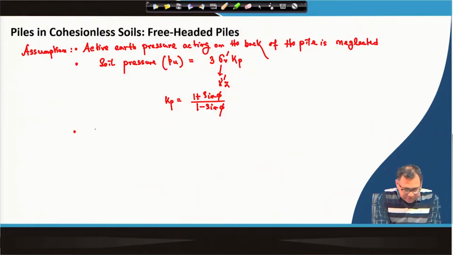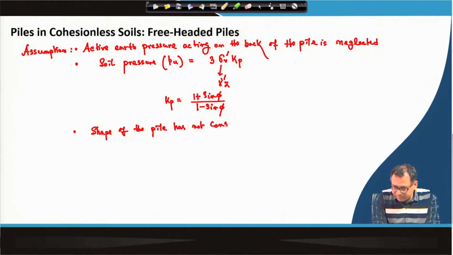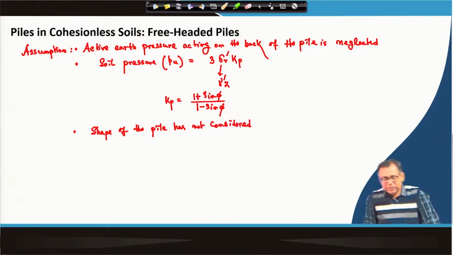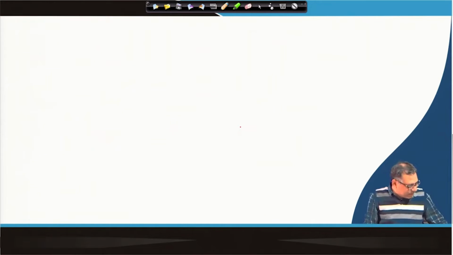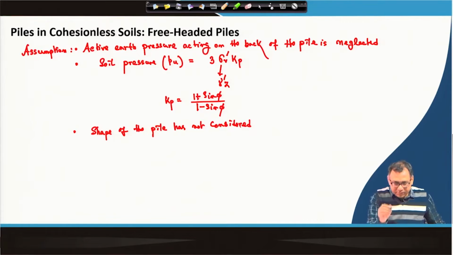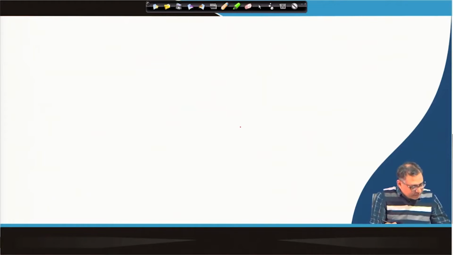Another assumption is that the shape of the pile is not considered. So, the shape of the pile effect is not considered, and for any shape the distribution will be the same. Whether it is a free headed or fixed headed pile, the assumptions are the same. First we will consider free headed piles, and first the short pile.